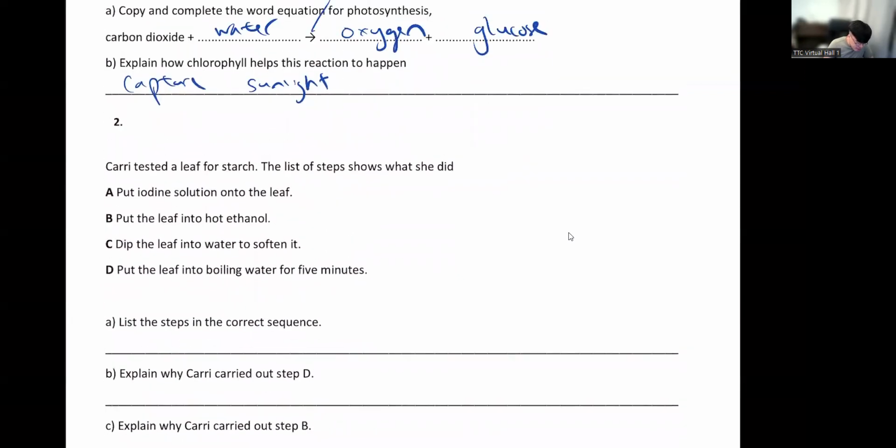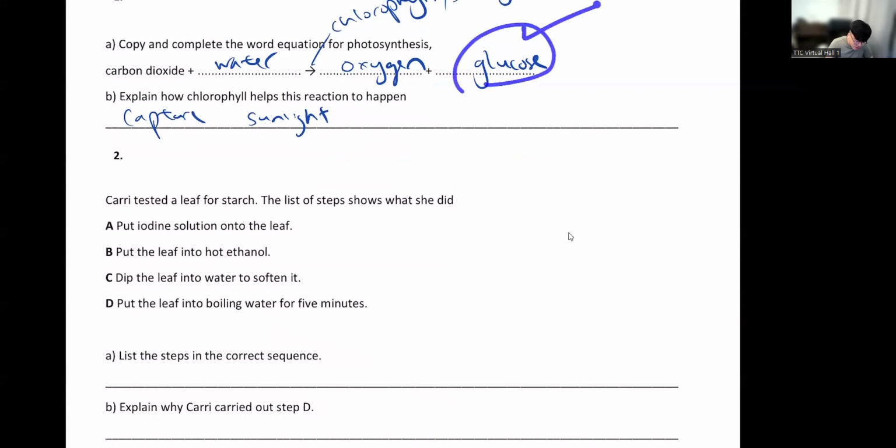Number 2, Carrie tested a leaf for starch. The list of steps shows what she did. If you remember, why do you test a piece of leaf? Because if there is starch, that means there is glucose. If there's glucose, that means there's photosynthesis. That means the plant has been photosynthesizing. It has been making food.